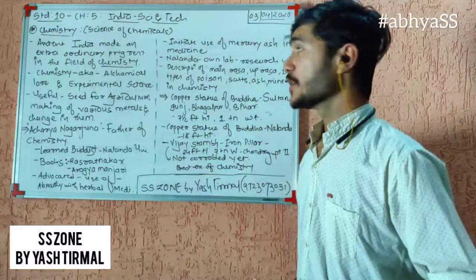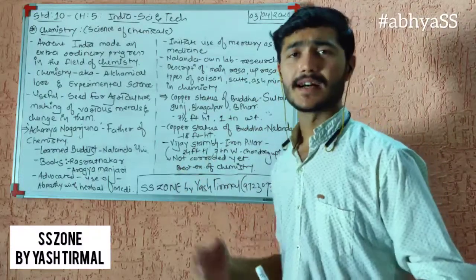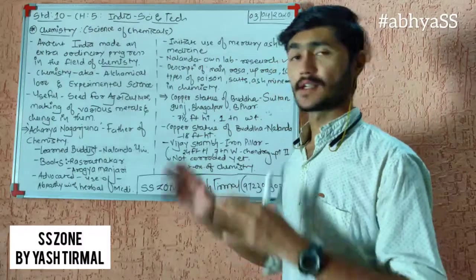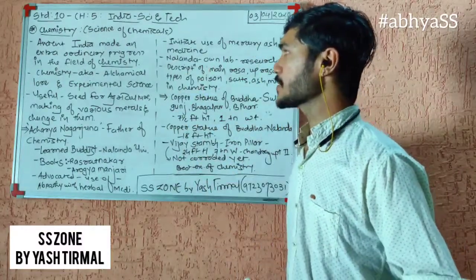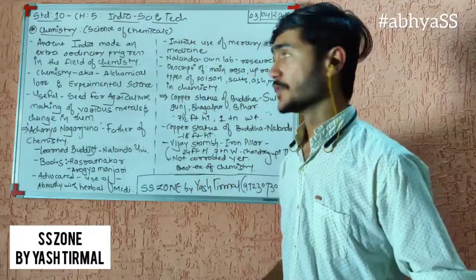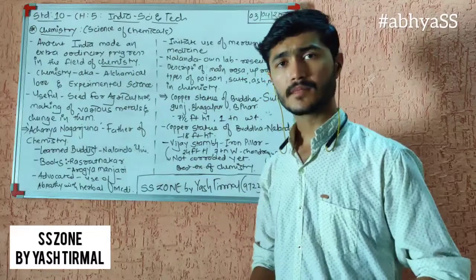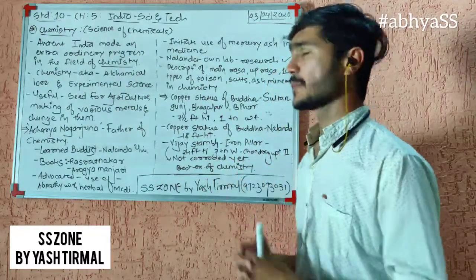Welcome back everyone to another session of chapter number 5, that is India, Science and Technology of Standard 10. In this chapter and in this particular lecture, we will deal with the second science of your chapter, that is chemistry. Now chemistry is the science of various kinds of chemicals.